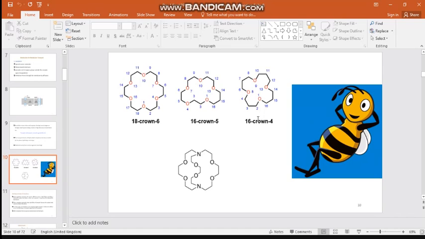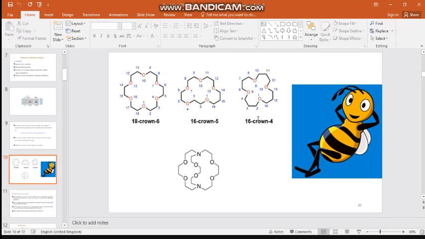16, 18 and 18 crown. Depending upon the number, the first number stands for the total number of members in the ring, and the second number, which is present on the right-hand side, indicates the number of oxygen atoms present in the ring structure.